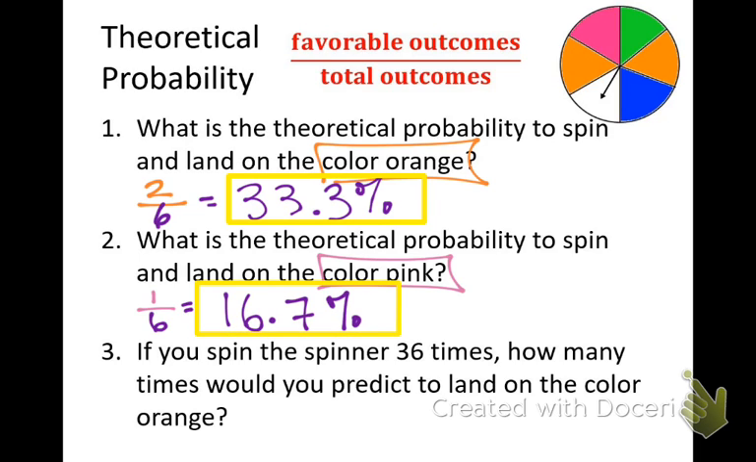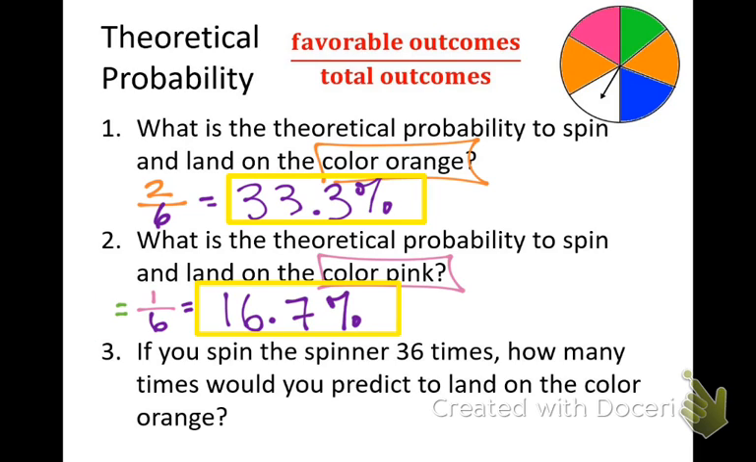The last question. This will be on the quiz and on the tests. I just printed them yesterday. If you spin the spinner 36 times, how many times would you predict to land on the color orange? Well, we just said we land on orange how much of the time? 2/6, which is the same as 1/3.